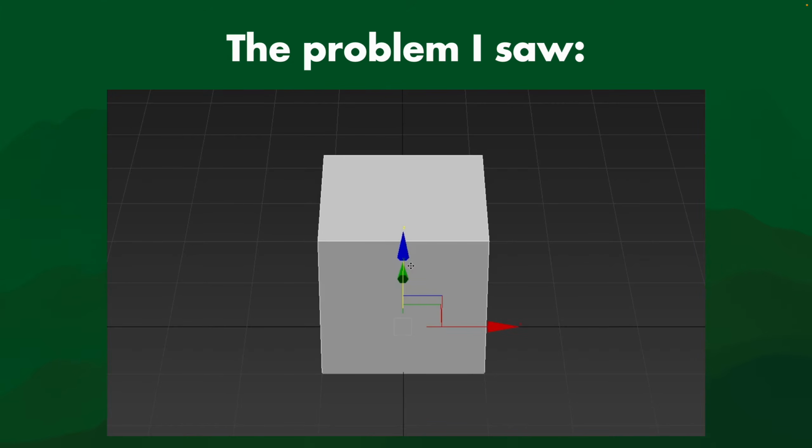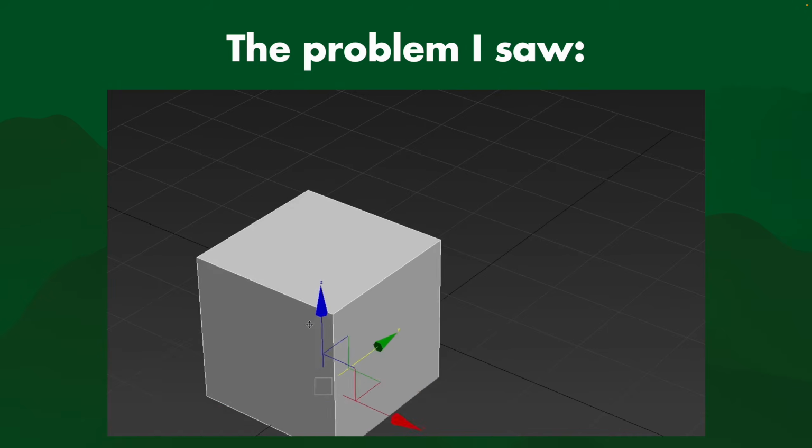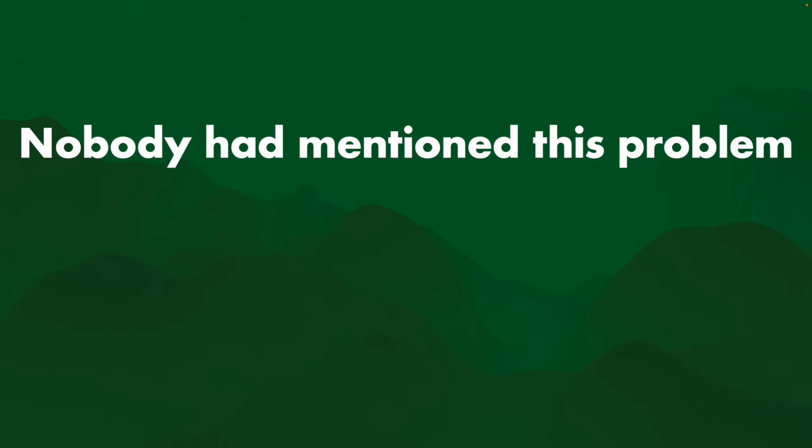For example, the problem I saw while sitting behind artists who are placing a lot of assets is that sometimes they found it difficult to grab the right axis on a translate gizmo to move objects. They had to rotate the camera, and then they could grab it. Now, nobody had mentioned this problem. Nobody had mentioned it to me.